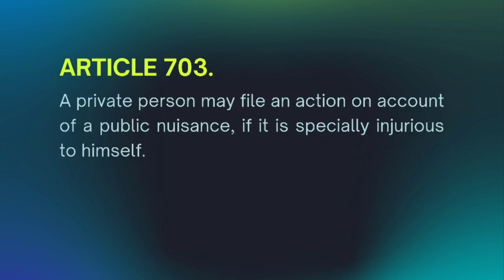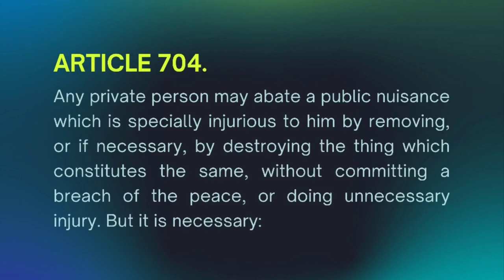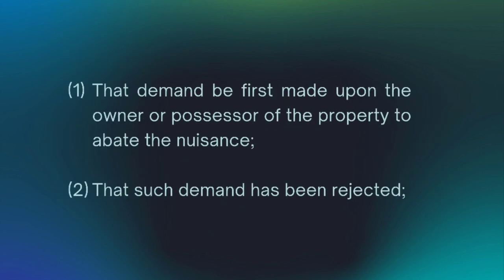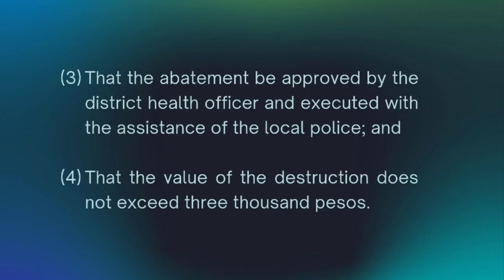Article 703. A private person may file an action on account of a public nuisance if it is specially injurious to himself. Article 704. Any private person may abate a public nuisance which is specially injurious to him by removing, or if necessary, by destroying the thing which constitutes the same, without committing a breach of the peace or doing unnecessary injury. But it is necessary: 1. That demand be first made upon the owner or possessor of the property to abate the nuisance. 2. That such demand has been rejected. 3. That the abatement be approved by the district health officer and executed with the assistance of the local police, and 4. That the value of the destruction does not exceed 3,000 pesos.